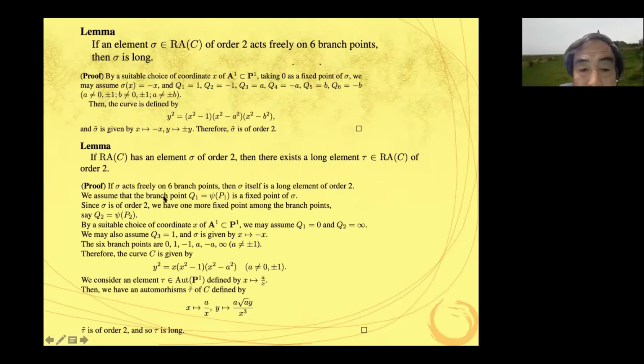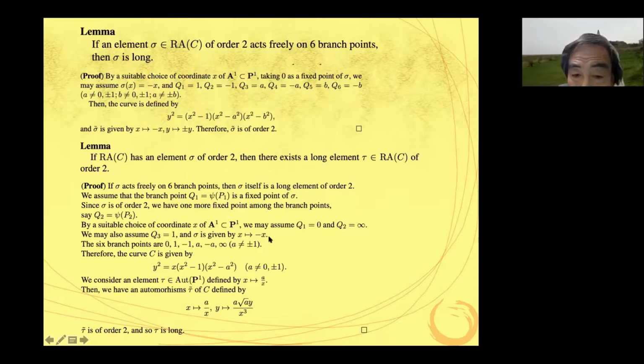So we may assume one branch point, Q1, is a fixed point of sigma. Since sigma is of order 2, we have one more fixed point, because we have six branch points and one of them is fixed by the element sigma of order 2. So we have one more fixed point among the branch points, say Q2. Then by a suitable choice of X, we may assume Q1 is 0 and Q2 is infinity.